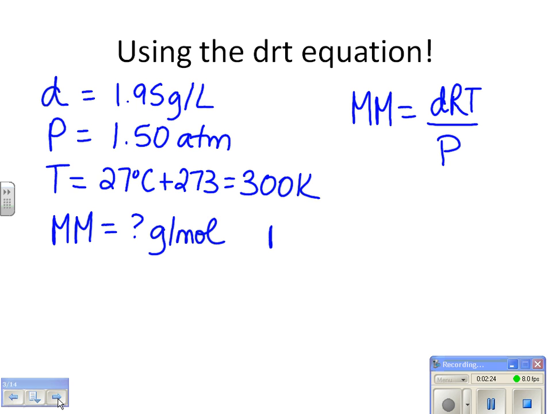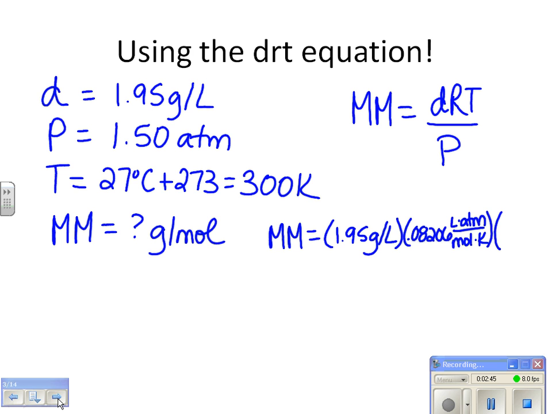So we will plug in our numbers. 1.95 grams per liter is density. R, do you remember R? 0.08206 liter atmospheres per mole Kelvin. Write the units in. Memorize them. And T, Kelvin, 300. Divided by pressure, 1.50 atmospheres.